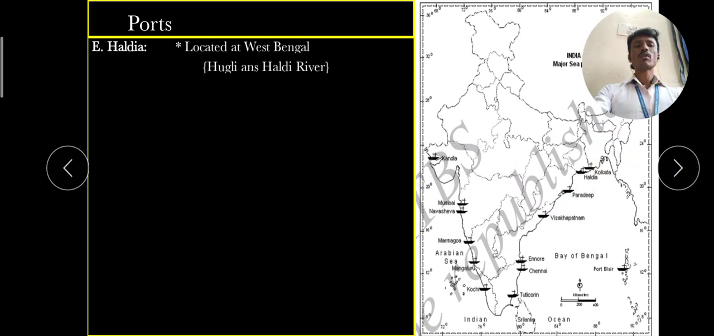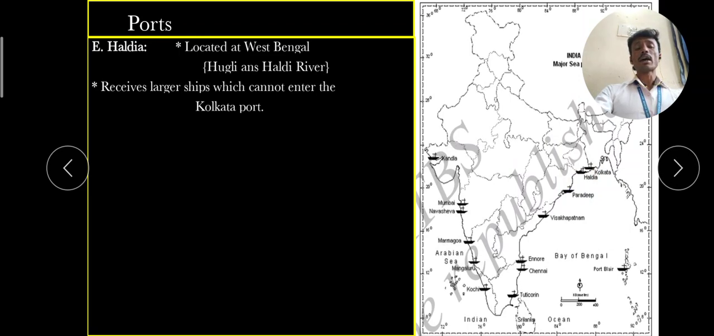Haldia is on the Hooghly river, and it receives larger ships which cannot enter the Kolkata port. Got it? Large ships are highly unable to enter Kolkata port. So such important ships are received by Haldia port.